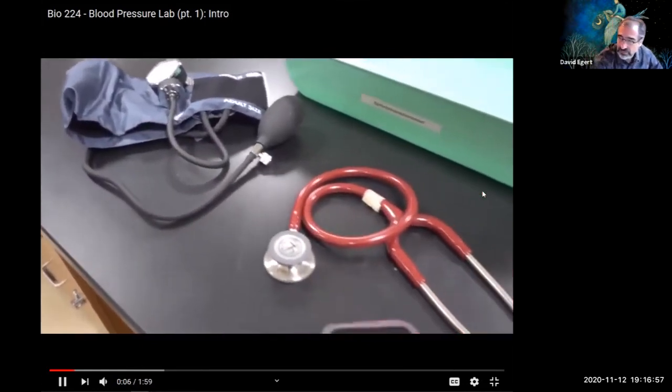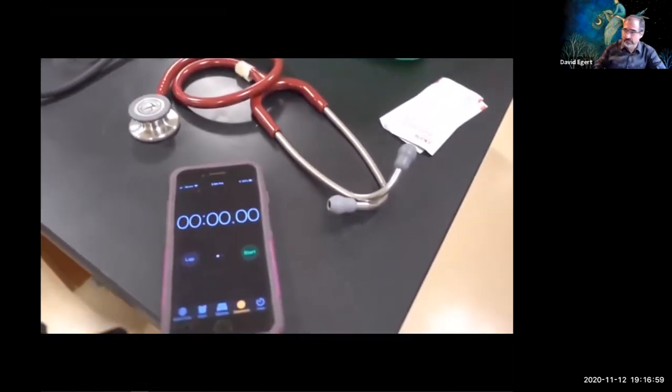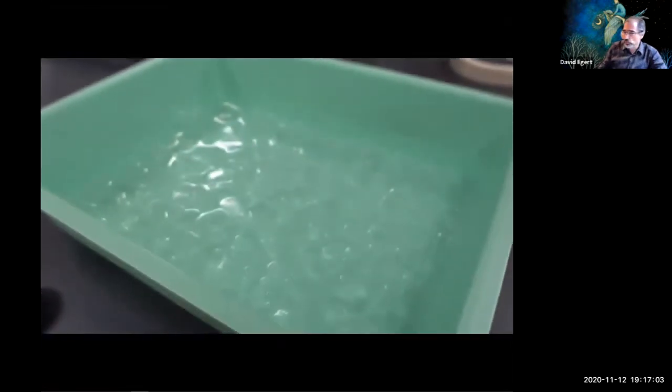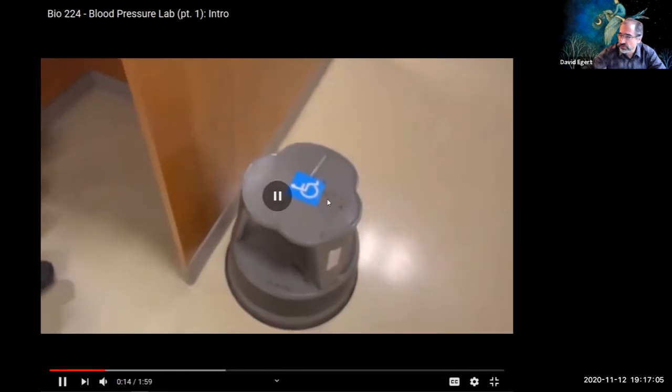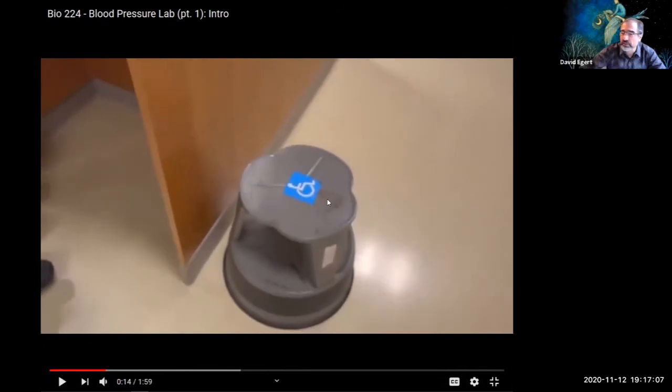There's all the equipment that we're using for our blood pressure lab. Right, yeah, those little alcohol swabs are so you don't get other people's ear cooties when you're putting the stethoscope in your ears.